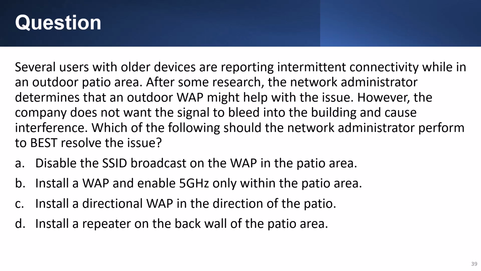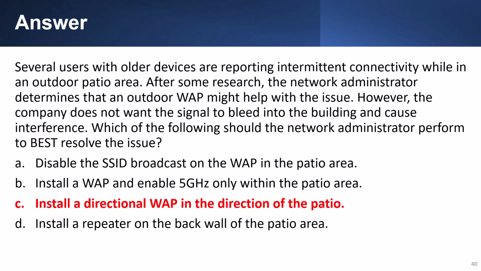Question: several users with older devices are reporting intermittent connectivity while in an outdoor patio area. After some research, the network administrator determines that an outdoor WAP might help with the issue. However, the company does not want the signal to bleed into the building and cause interference. Which of the following should the network administrator perform to best resolve the issue? Answer: install a directional WAP in the direction of the patio.